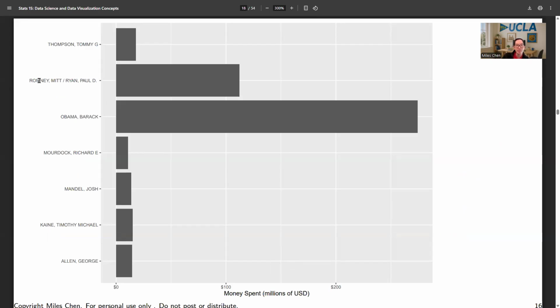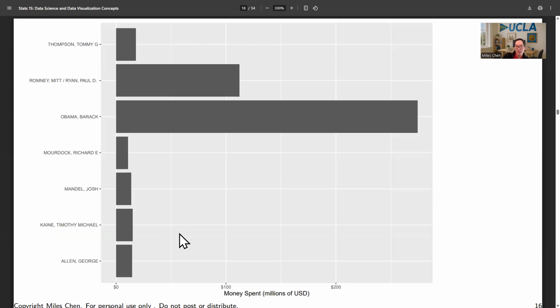And so we have Mitt Romney, Paul Ryan, we have Barack Obama. Mitt Romney was the presidential candidate, and his running mate was Paul Ryan. We have other people: Richard Murdoch, Josh Mandel, Tim Kaine, George Allen, Tommy Thompson. Tim Kaine was, I think, running for Senate in Virginia. He ended up being the vice presidential candidate in 2016. These were other people where money was spent.